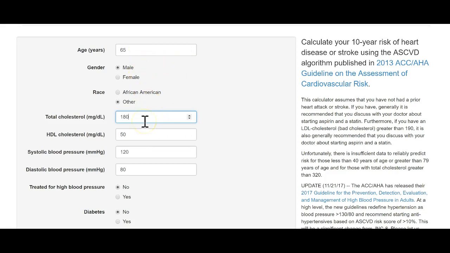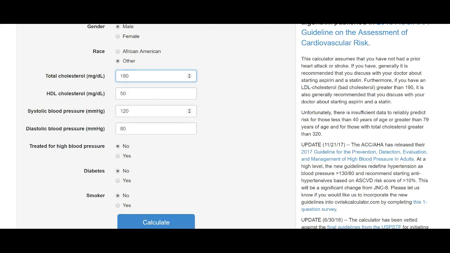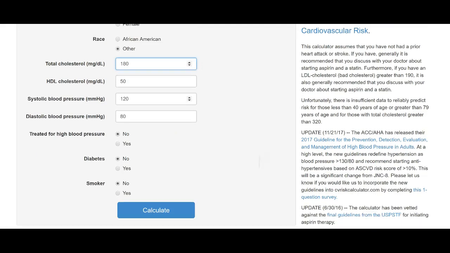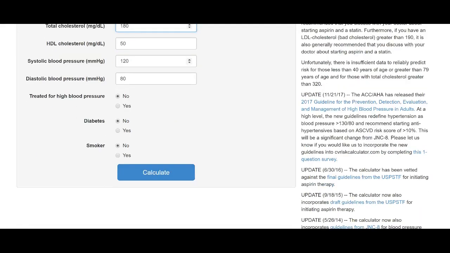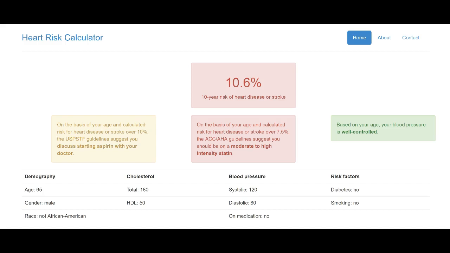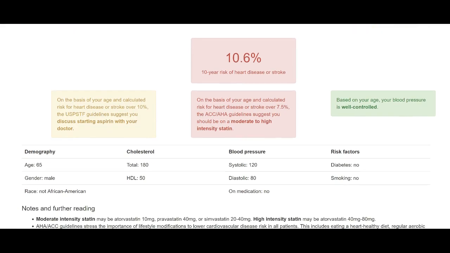He's got a total cholesterol that's considered normal. His HDL cholesterol is a nice number. Normal blood pressure. He's not being treated for blood pressure. He's not being treated for diabetes, and he's a non-smoker. So let's calculate his risk. He comes back with a 10.6% chance of heart disease or stroke on the basis of his age, mostly.